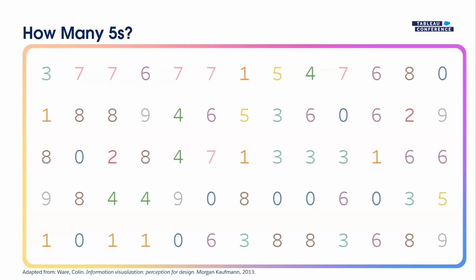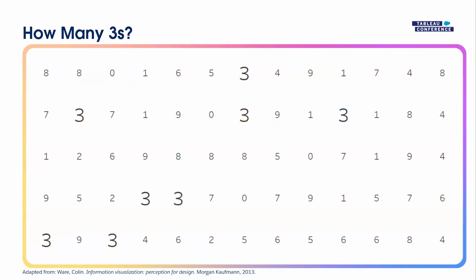All right, I'm seeing some 3s, but it took a little while to get there, because in order to get there, you had to scan the entire thing. And again, you got color, but here the rainbow of colors was not helpful. So how many 3s do you see here?